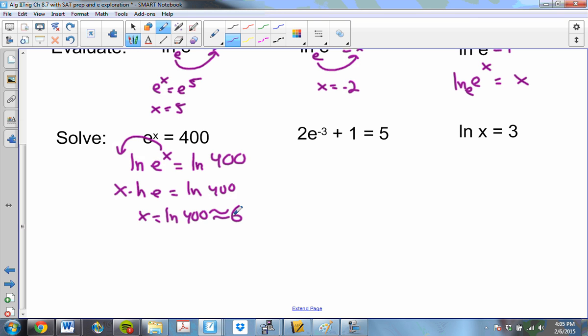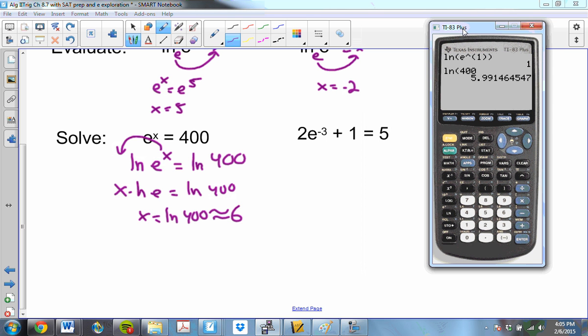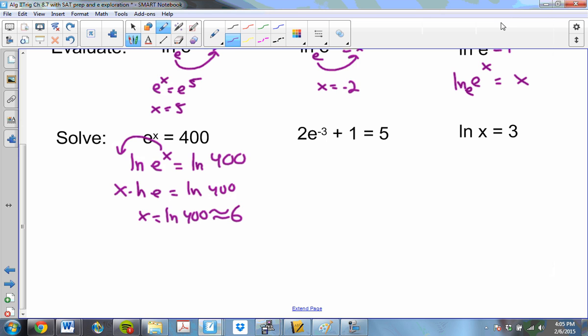2e to the negative 3 plus 1 equals 5. Well, this doesn't actually have a variable in it anywhere, so I don't really know what I was going to have you solve. Maybe I meant to have a variable somewhere. Let's just make sure that's actually true. If I have 2e to the negative 3 plus 1, yeah, I don't get 5, so I don't really know what happened there. I think one of these is supposed to be an x. So let's make this an x.